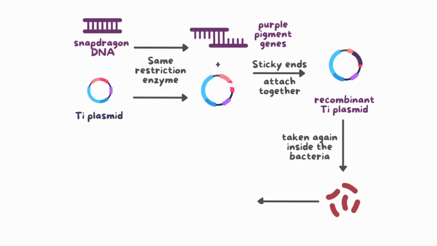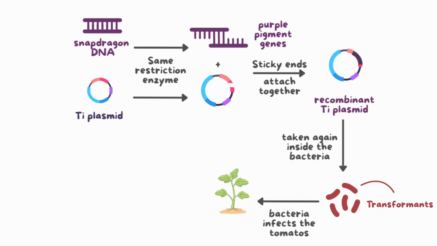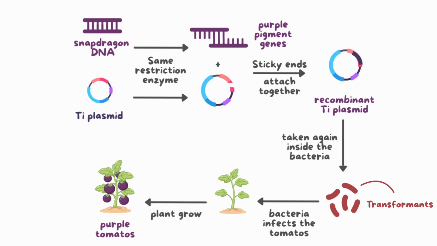These successful bacteria are called transformants, and they are then used to infect tomato plants, allowing their recombinant plasmid to integrate naturally into the plant's genome. As the plants grow, they express the Snapdragon genes and produce purple-colored tomatoes instead of the red ones.